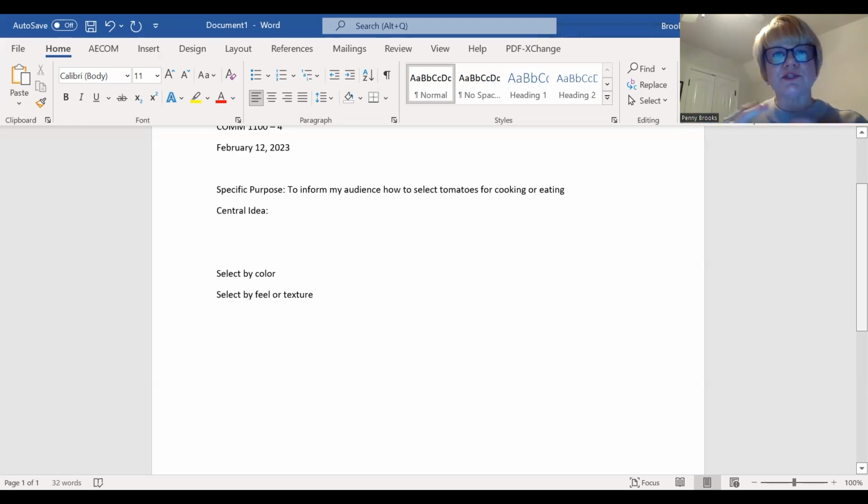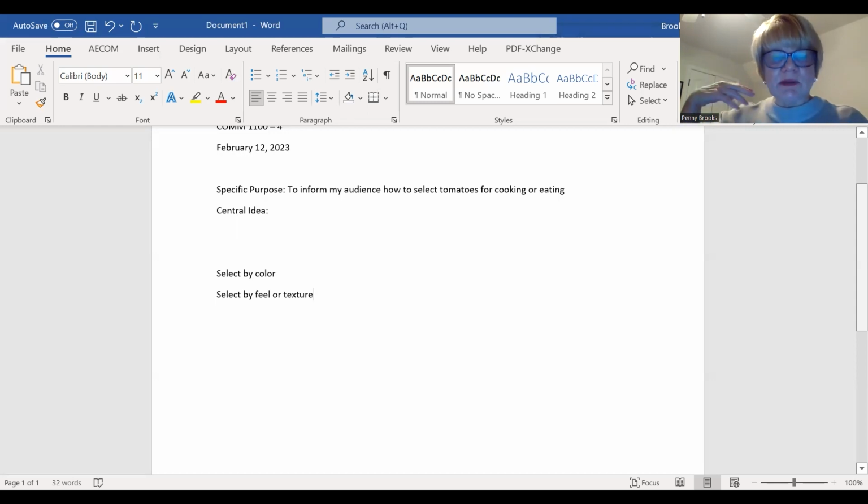Because a nice, juicy, good tomato is going to be firm, but not hard. It's going to have a little bit of give to it so you can feel how juicy it is. But it's not going to be mushy, not squishy. So firm, but not hard; juicy, not squishy. And I hope you know squishy is definitely a descriptive adjective.